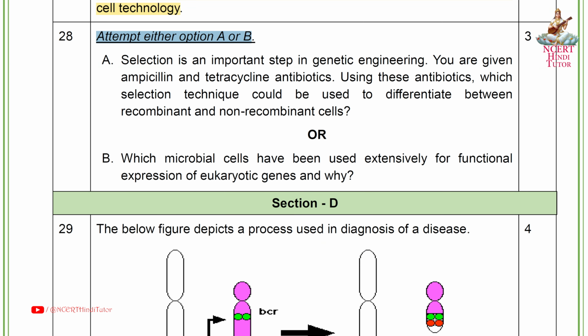Question 28. Attempt either option A or B. A. Selection is an important step in genetic engineering. You are given ampicillin and tetracycline antibiotics. Using these antibiotics, which selection technique could be used to differentiate between recombinant and non-recombinant cells?